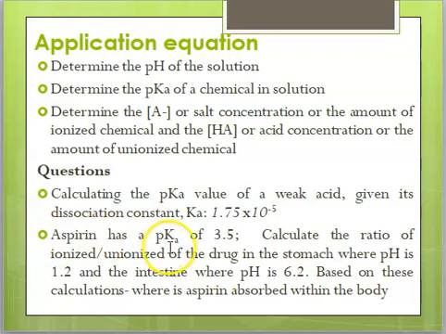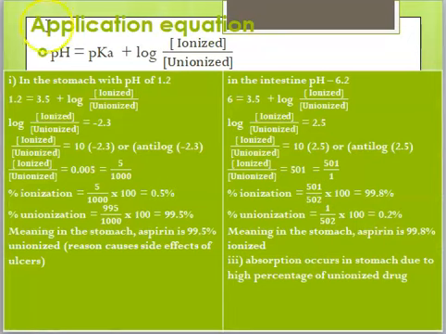Aspirin has a given pKa. Calculate the ratio of ionized to unionized drug in the stomach, where the pH is 1.2, and in the intestine, where the pH is given. Based on this calculation, where is aspirin absorbed? This is the equation which we shall use here. By substituting in and using antilog, you can come up with the ratio of ionized to unionized, since we don't know their values.